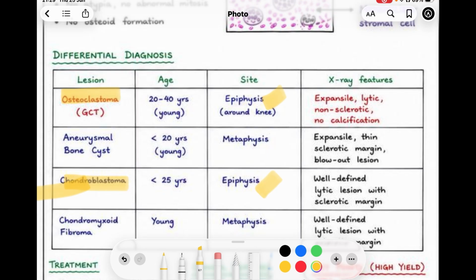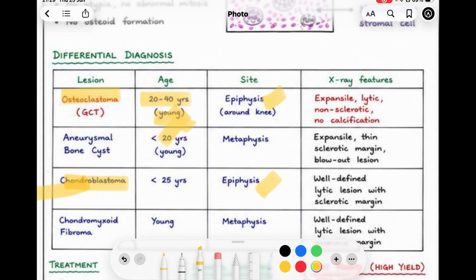Whenever there is a question, you get osteoclastoma in 20 to 40 years. This is not seen in young, it's given wrong here. This is seen in middle-aged men, 20 to 40 years, whereas chondroblastoma is seen in young people. So that's the reason in young people chondroblastoma is seen. There you find a growth plate in the X-ray, that physeal plate. Whereas in giant cell tumor, you don't find a growth plate because it occurs in 20 to 40 years.